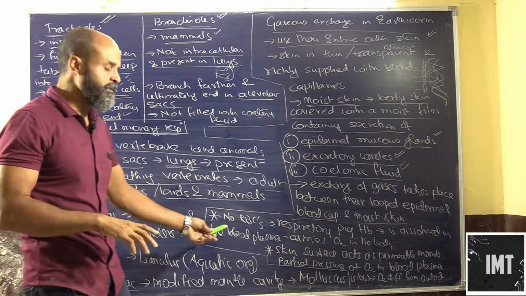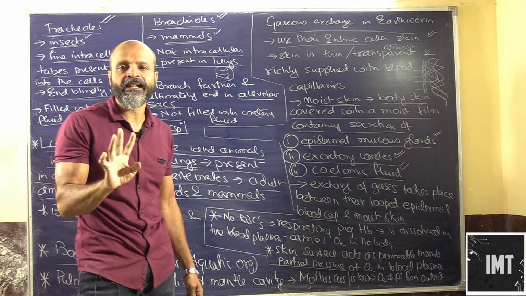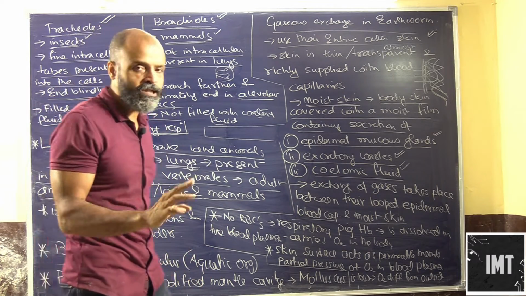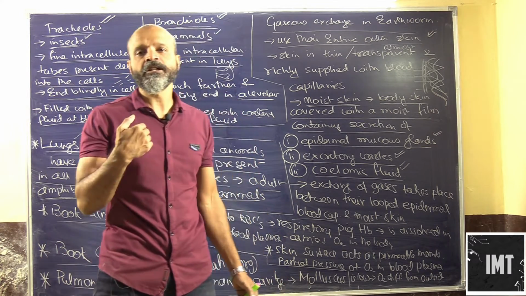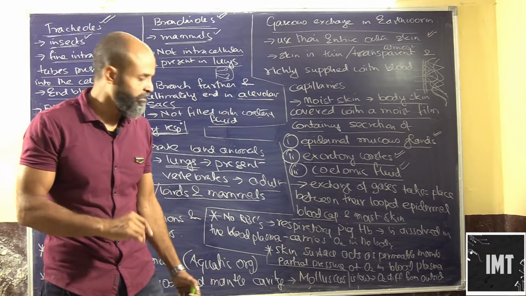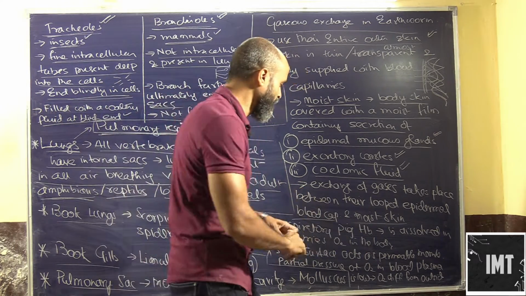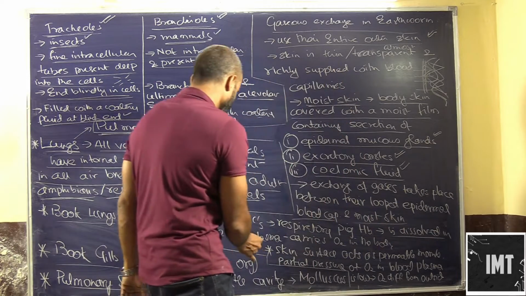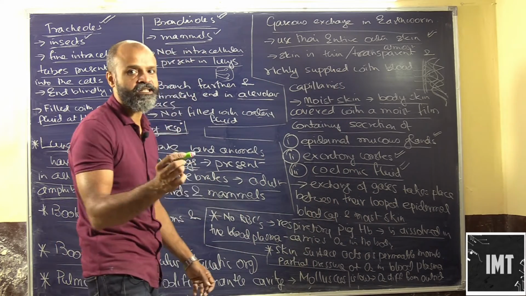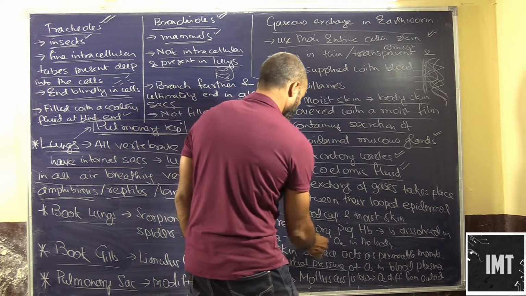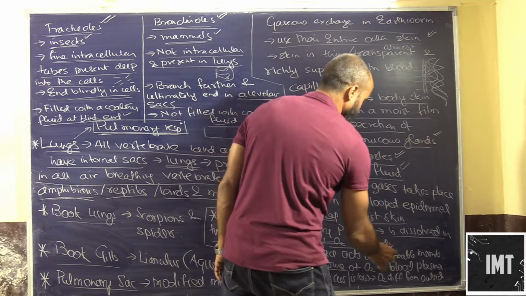As we know, earthworms do not have any kind of RBCs. Now we know that RBCs are the ones which, in us, carry the hemoglobin pigment. So no RBCs are present. The respiratory pigment hemoglobin is dissolved in the blood plasma, and it carries the oxygen in the body.